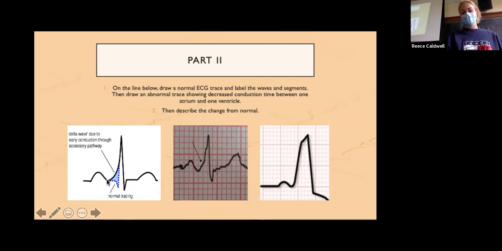Normally we have this Q dip, then the R, S. However, here we don't really have that dip. We just have a contraction and then another contraction, which is very, very bad for the body. We're not going to get blood to the correct areas. So this is an issue. This is a really severe EKG showing WPW. This is a less severe version. But those pokes on the EKG, two dips there, is going to mean WPW.